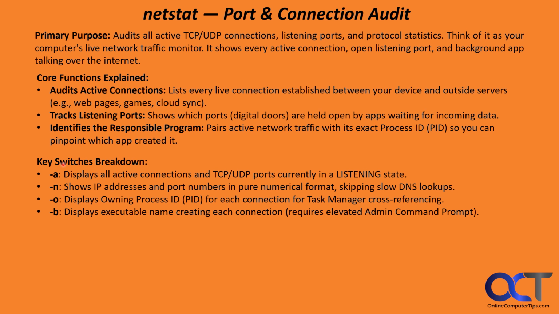So here are some key switches that you could use with the netstat command. You could use -A, which is one of the more common ones. This displays all active connections and TCP and UDP ports in a listening state. -N will show IP addresses and port numbers in pure numerical format, skipping slow DNS lookups. -O displays the owning process ID, or PID, for each connection for Task Manager cross-referencing. And then -B will display the executable name creating each connection, but this requires an elevated command prompt to do so.